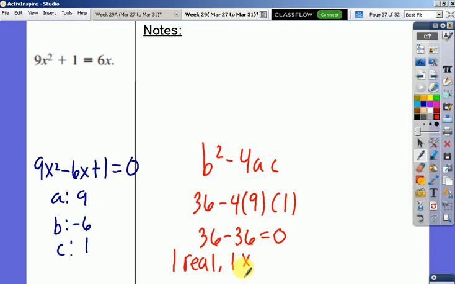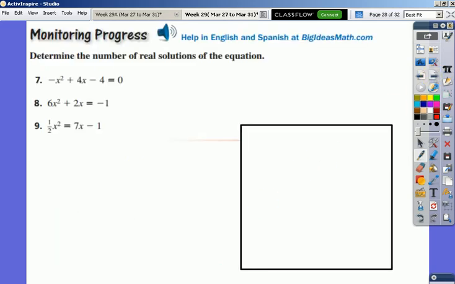1 x-intercept. The discriminant is extremely useful, especially when you're looking at more complicated parabolic equations and graphs. So you want to know where it crosses the x-axis, or how many times it crosses the x-axis, how many solutions it has. Extremely important. Okay. Alright, try those.